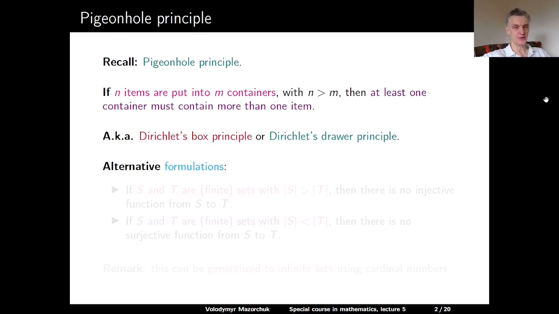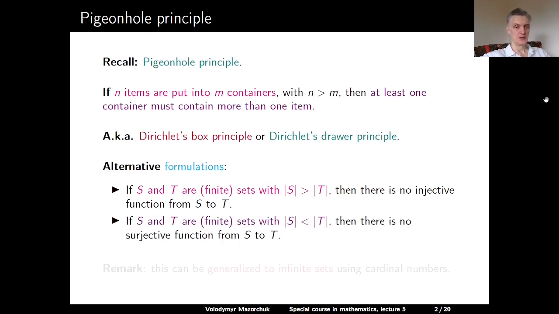Here are some alternative formulations. If S and T are finite sets and the cardinality of S is strictly greater than the cardinality of T, then there is no injective function from S to T. Dually, if S and T are finite sets and the cardinality of S is strictly smaller than the cardinality of T, then there is no surjective function from S to T. And the general remark is that this can be generalized to infinite sets using cardinal numbers.